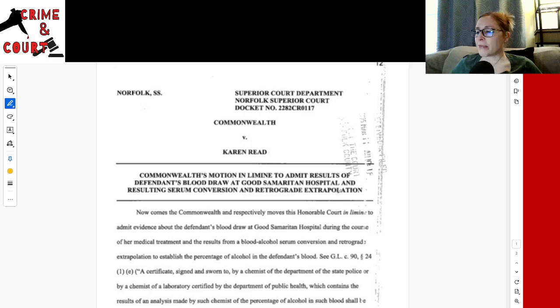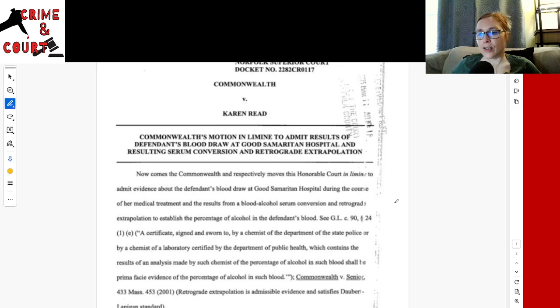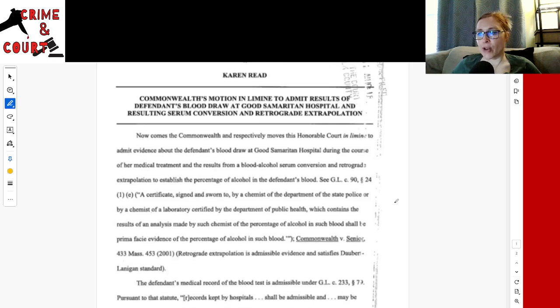All right, so up first is the Commonwealth's motion in limine to admit results of the defendant's blood draw at Good Samaritan Hospital and resulting serum conversion and retrograde extrapolation.